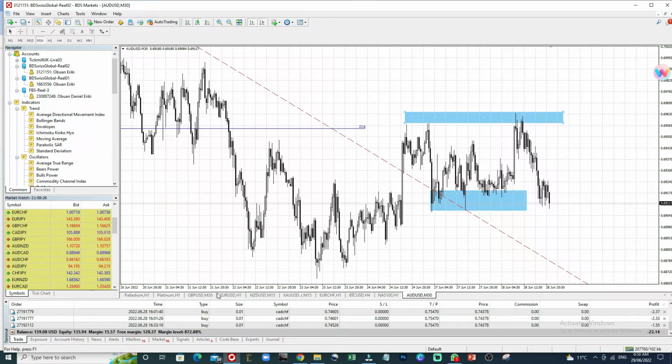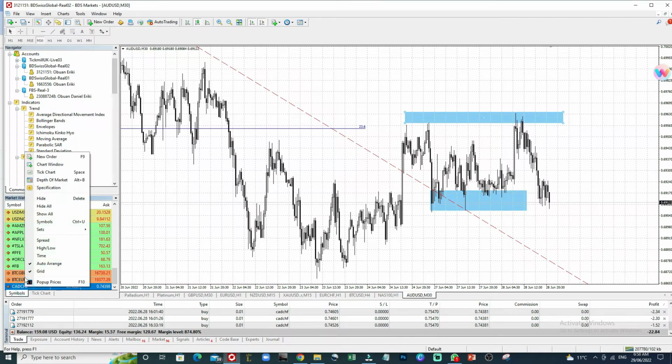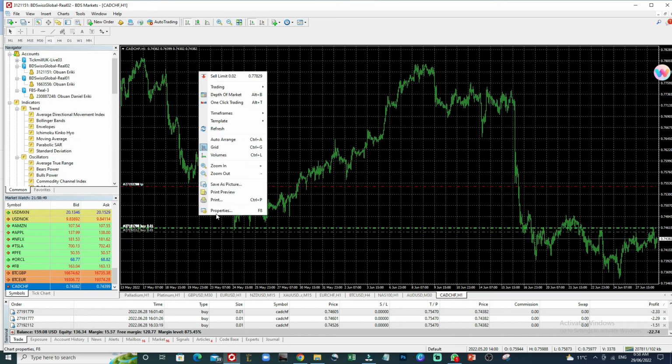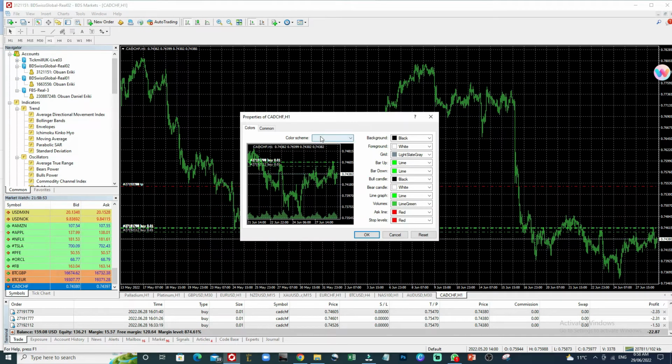Where's CAD/CHF? Click on CHF here. Now this is the market. I'll change it to white so you can see what I mean.